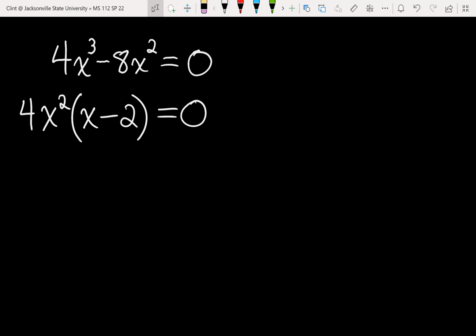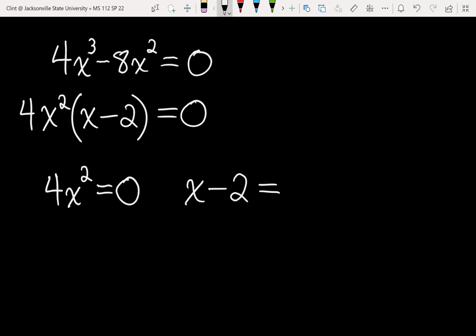Now, just like before when we factored, it looks a little different because we've got a square in there, but the same property applies. We've got some product, a group of numbers multiplied together, and our answer is 0. The only way that can happen is if one or more of those things is 0. So split it into separate equations. I'm going to take the 4x squared and set it equal to 0, and then take the x minus 2 and set it equal to 0.